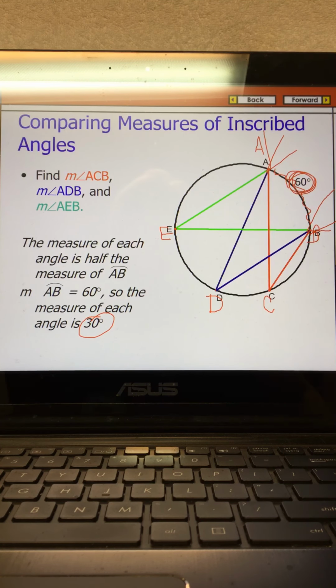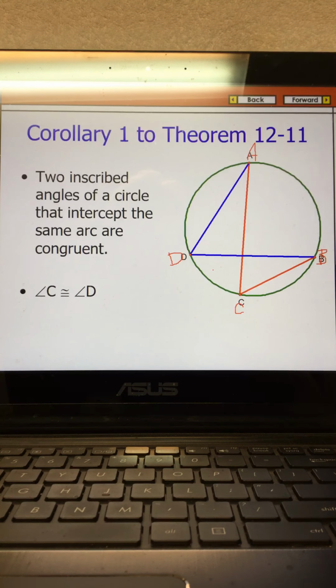Now, because of what we just explored here, we're going to come up with a corollary to the theorem we've just been talking about. So the corollary says this: if two angles are intercepting the same arc, then these two angles have to be congruent to each other. I don't have to necessarily know the measure of the arc, but because they're intercepting the same arc, I can tell you that those angles are congruent. So C and D are congruent.